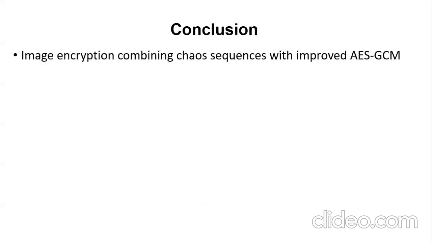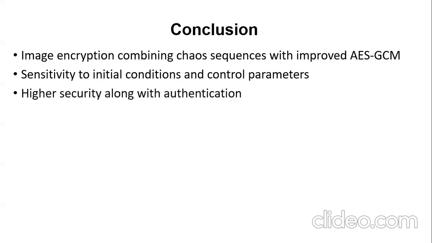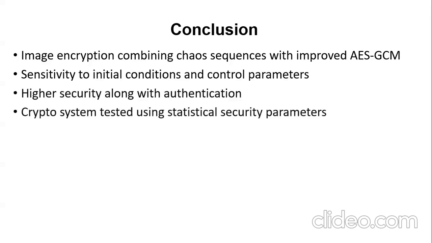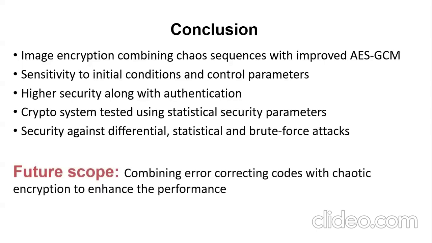In conclusion, image encryption combining chaotic sequences with improved AES-GCM is presented. The sensitivity to initial conditions and control parameters is obtained, with higher security along with authentication. The system is also tested using statistical security parameters, which indicate security against differential, statistical, and brute force attacks. The future scope includes combining error correcting codes with chaotic encryption to enhance the performance.